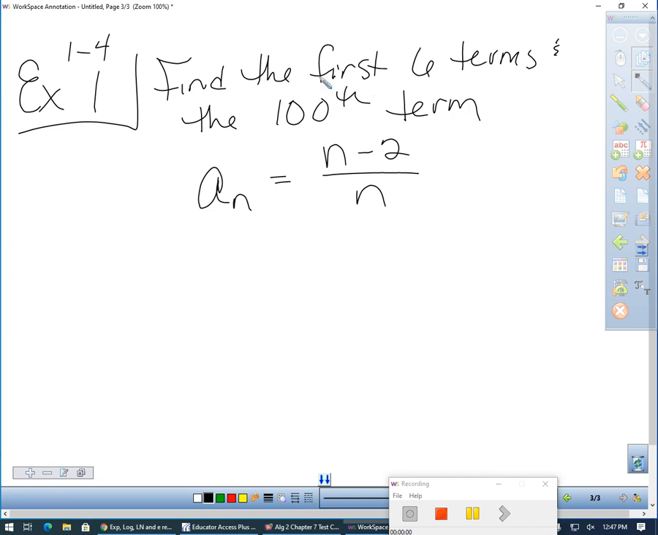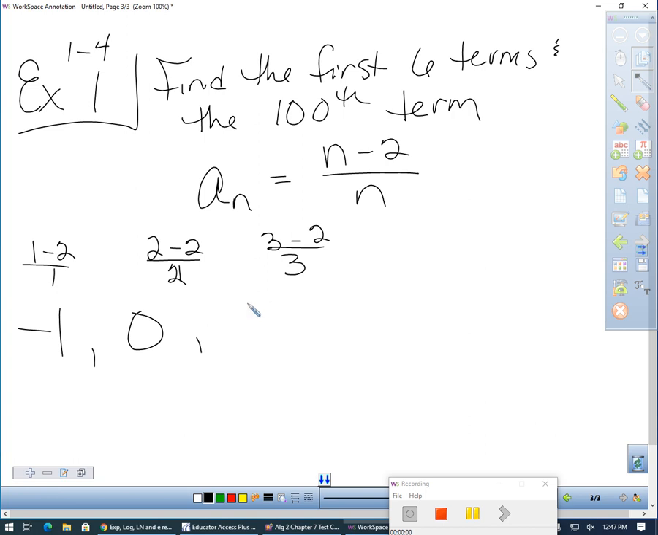So to find our first term, we plug 1 in for n. So if I plug 1 in for n, I get 1 minus 2 over 1. Negative 1, right? That's my first term. To find my second term, I plug 2 in. 2 minus 2 over 2. Oh, sorry, over 2. My bad. Still 0. Now I'm going to plug in 3. 3 minus 2 over 3.